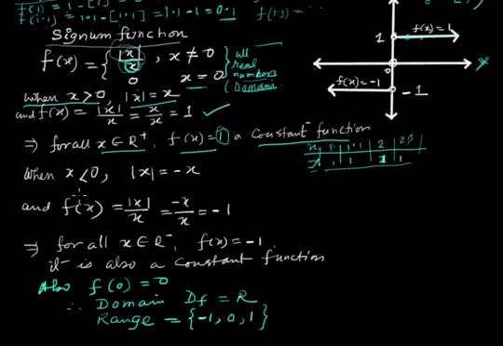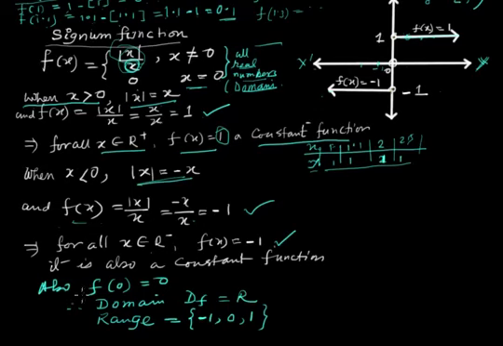Now when x is negative, mod x equals minus x, and if you put it in the function, minus x by x, it becomes minus 1. For all negative values of x, f(x) equals minus 1. It is also a constant function for all negative values. So for minus 1, or minus 2, or any number less than 0, the value of f(x) is minus 1. So we get another line parallel to the x-axis, where f(x) is equal to minus 1.